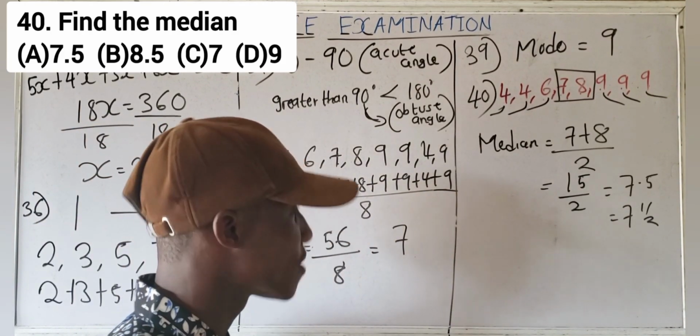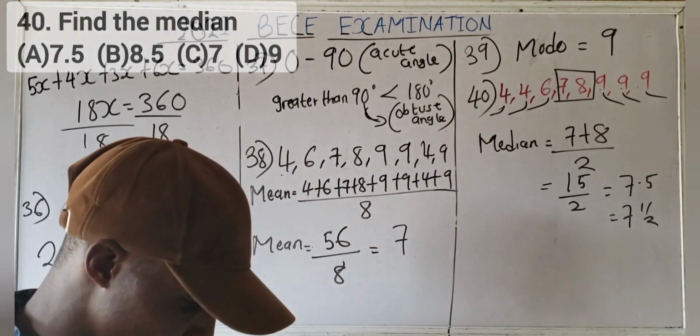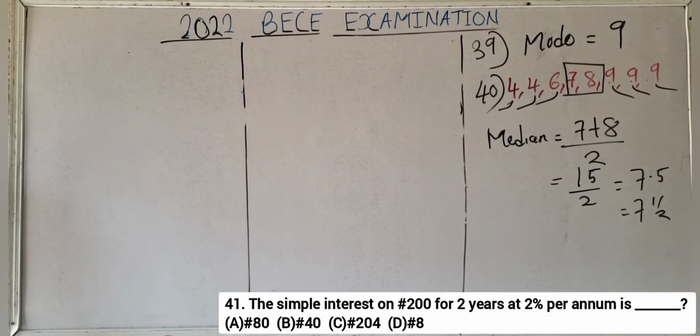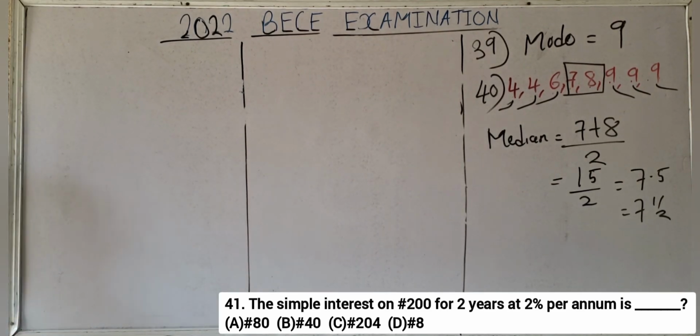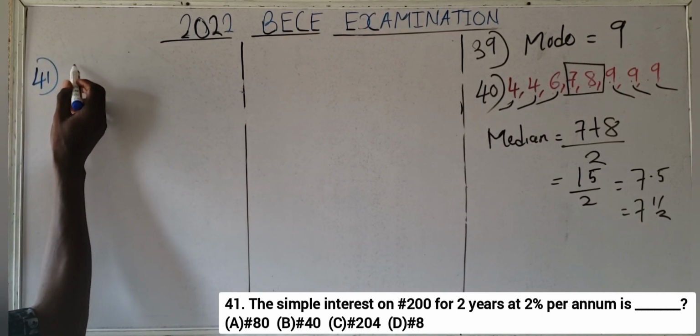Now for question number 40, okay, let's proceed to question number 41. The simple interest on 200 naira for 2 years at 2% per annum is dash. A, 80 naira. B, 40 naira. C, 204 naira. D, 8 naira. Now, listen to the question. The simple interest on 200 naira, that is question number 41.